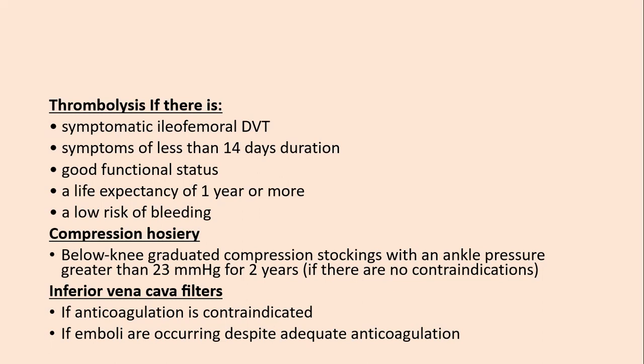Compression hose should be worn below knee, graduated compression stockings, which maintain an ankle pressure greater than 23 millimeters of mercury for 2 years if there is no other contraindication, especially for patients who are prone to DVT. Inferior vena cava filters, if anticoagulants are contraindicated and if emboli are occurring despite adequate anticoagulation.